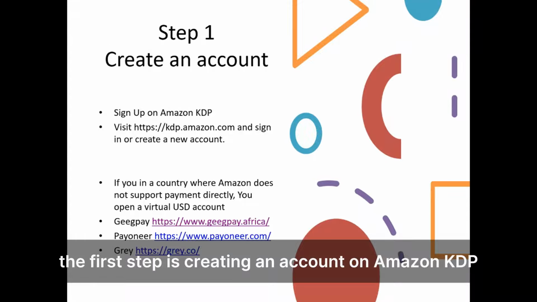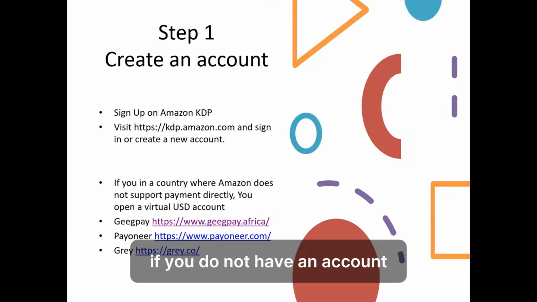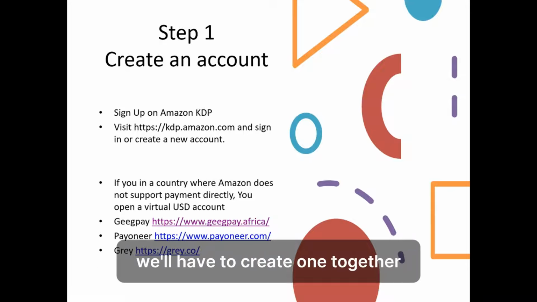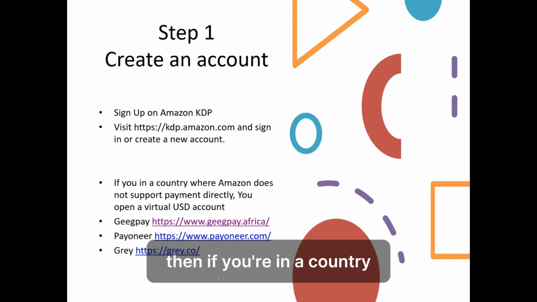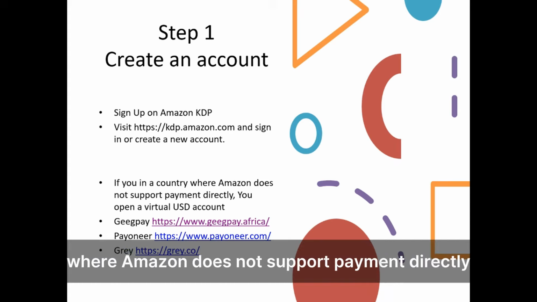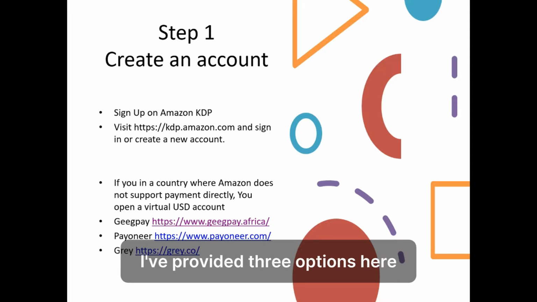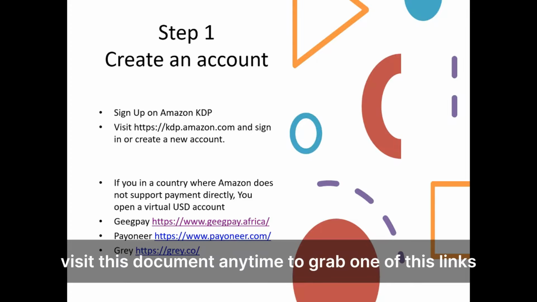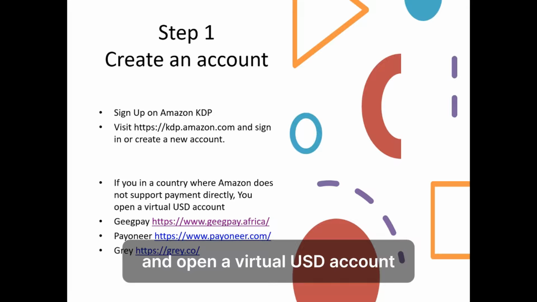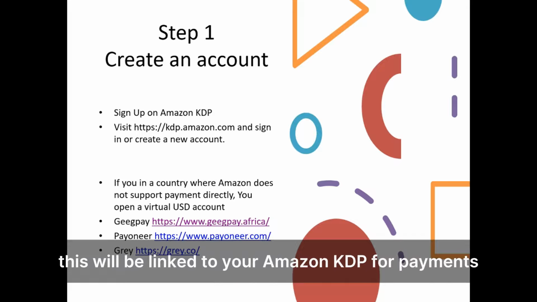The first step is creating an account on Amazon KDP. If you do not have an account, we'll have to create one together. Then, if you're in a country where Amazon does not support payment directly, you have to open a virtual USD account. I've provided 3 options here. You can visit this document anytime to grab one of these links and open a virtual USD account. This will be linked to your Amazon KDP for payment.